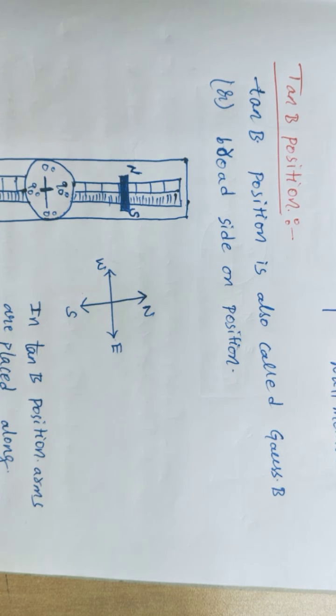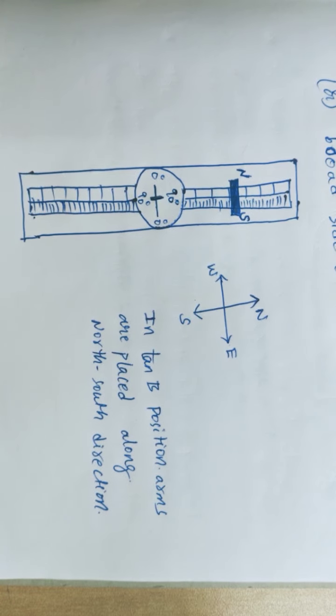See students, tan B position is also called Gauss B position or broadside-on position. Is it clear? Once in this position, how the arrangement will be introduced, you should check it. I am going through those points now. So observe this diagram carefully.